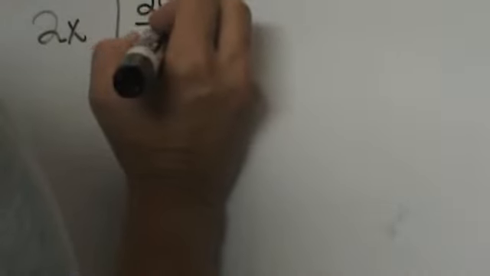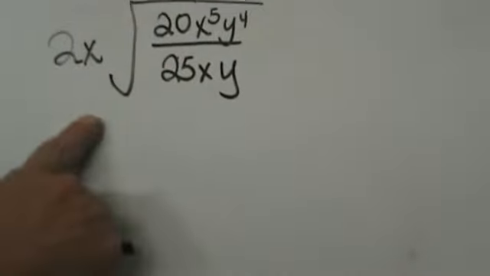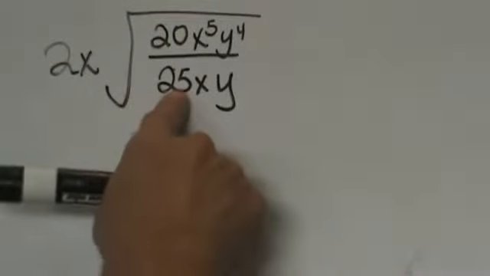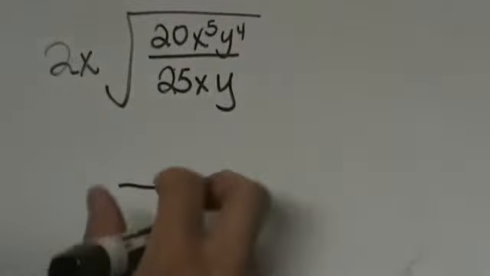What if you have 2x and you've got something fancy like, I'll just go back to a square root for a second. Let's say we've got the square root of 20x to the 5th y to the 4th over 25xy. Okay, so we've got a coefficient in the front, and then we've got some fractions, all kinds of stuff. Well, first of all, what do you notice? 25 is a perfect square. So let's go ahead and take it out of the radical, okay?